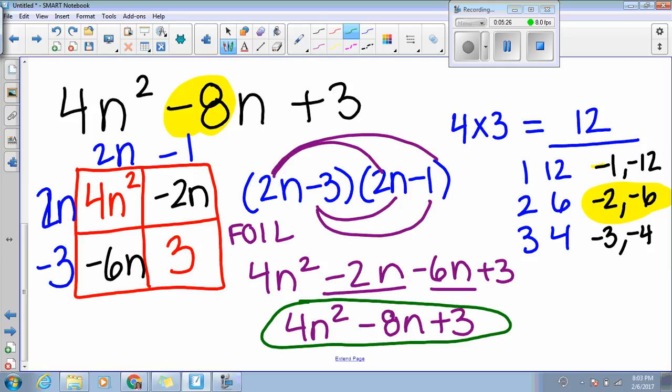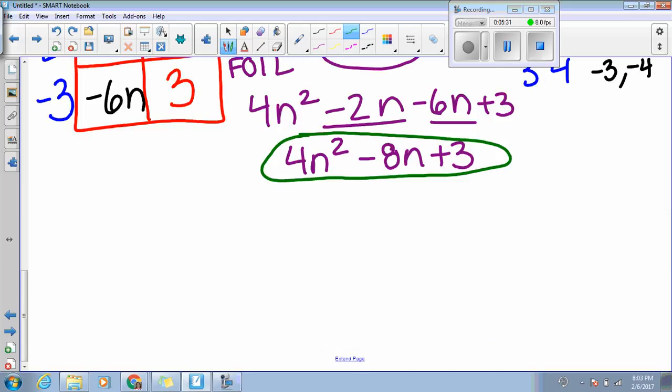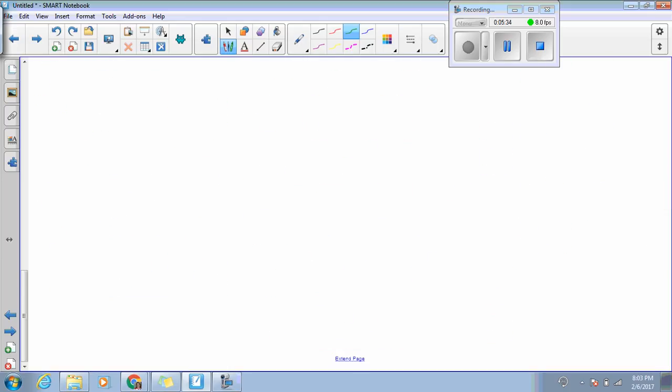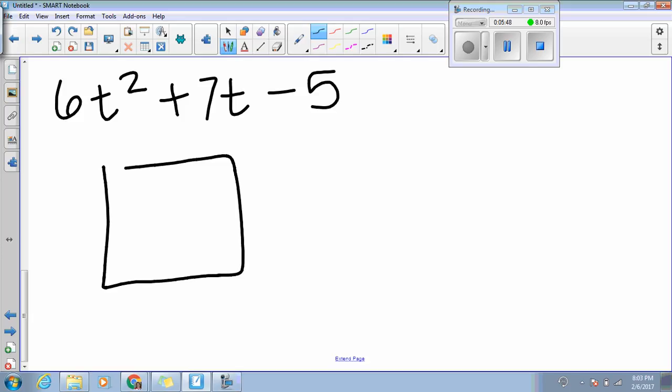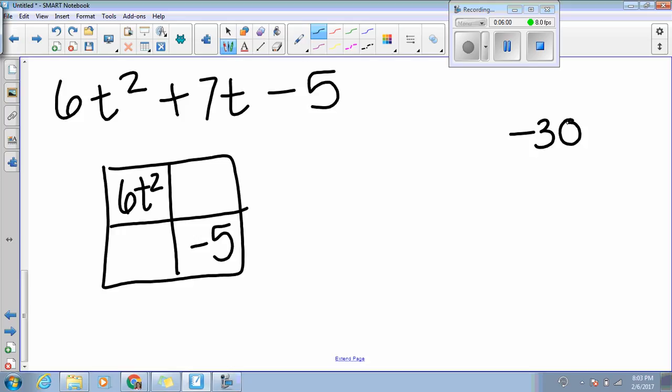We are going to do one more. You are more than welcome to stop watching now, but we are going to do one more. So we are going to do 6t squared plus 7t minus 5. Start with my box. First term. Last term. Notice I put a negative there. 6 times negative 5 is negative 30.